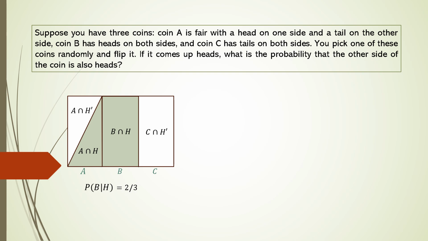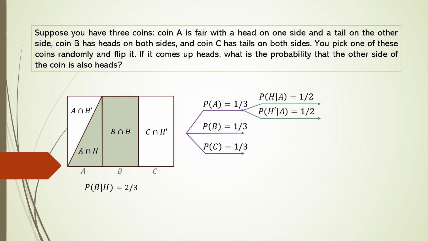Let's start thinking of a tree diagram. To make the tree, remember of the two actions, we first pick a coin from the three. Three coins A, B, C, they have equal chance to be picked, so it's a third for everyone. If coin A is picked, the probability to show a head when you flip it is half. To show a tail is the other half.